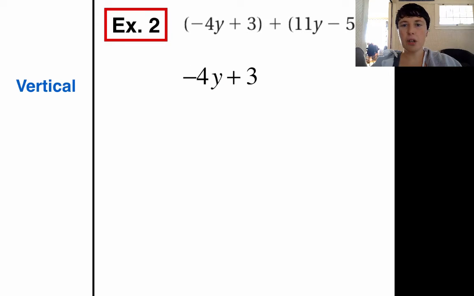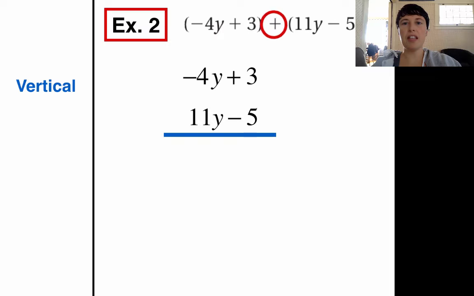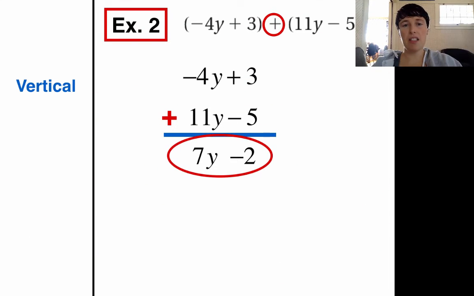We're going to take -4y + 3, and then we're going to take 11y - 5, stack them up, put a line under them, and add them together because it's an adding problem. If it was a subtraction problem, I'd have to subtract, but this is adding. Then I'm going to do my math. What's negative 4y plus 11y? Well, they're different signs, so we got to subtract them. 11 take away 4 is 7, so 7y. What's 3 plus negative 5? Different signs, we got to subtract them. 5 take away 3 is 2, so it'd be a negative 2. But our answer is that, 7y - 2.